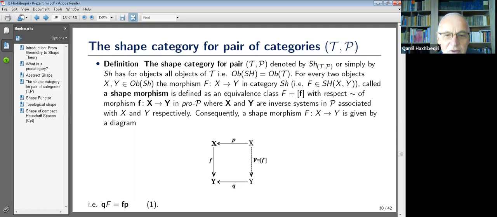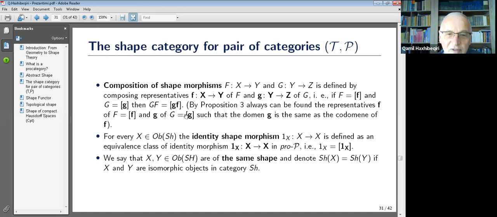Consequently, a shape morphism F is given by this diagram or this equation. Composition of shape morphisms F and G is defined as composition of representatives F and G of grade G and grade F. By proposition three, the representatives of F and G can always be found such that the domain of G is the same as the codomain of F, so that this composition makes sense.